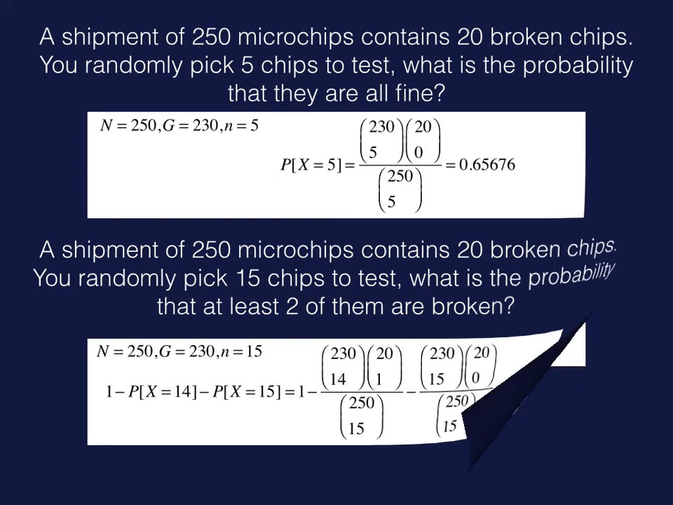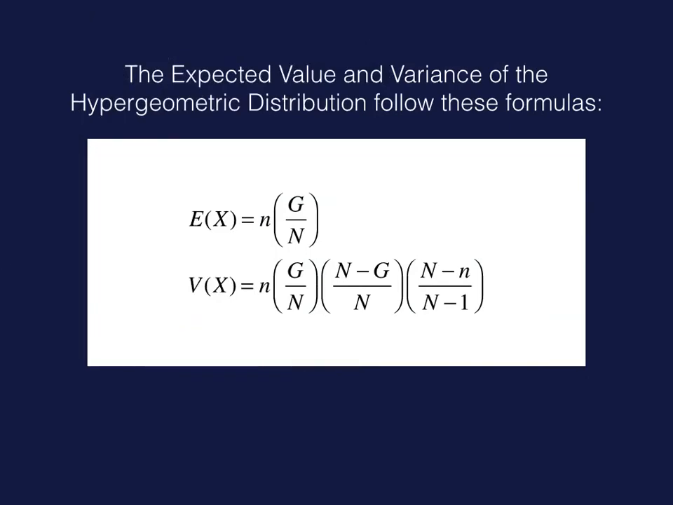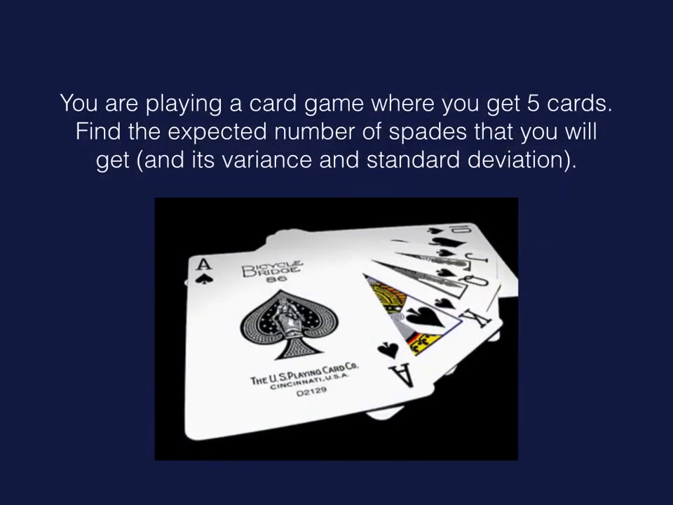So the expected value and variance of the hypergeometric distribution go by these two formulas. If you think of capital G over capital N as similar to p in the binomial distribution, then you'll see some strong similarities. It looks a lot like np and npq for the variance. So there are some striking similarities there. But let's actually use these formulas. Card games follow the hypergeometric distribution because when you get the cards from a deck, it's obviously without replacement.